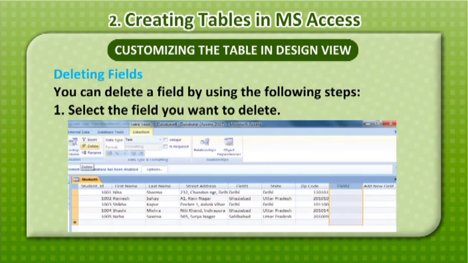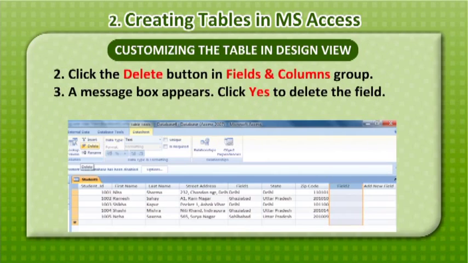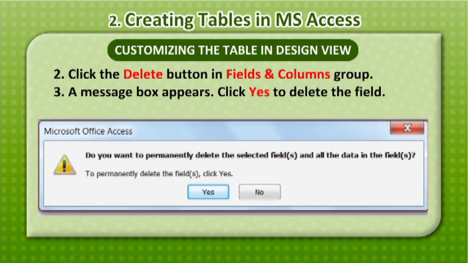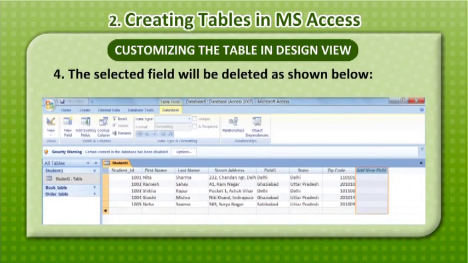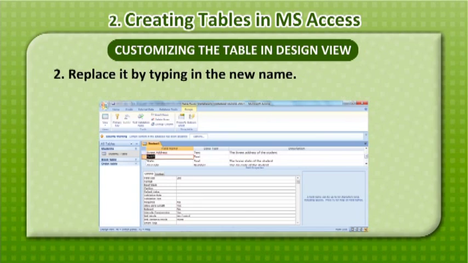Deleting fields. You can delete a field by using the following steps. 1. Select the field you want to delete. 2. Click the Delete button in Fields and Columns group. 3. A message box appears. Click Yes to delete the field. 4. The selected field will be deleted as shown below. Renaming fields. 1. To rename a field, select the field name in the design grid. 2. Replace it by typing in the new name.